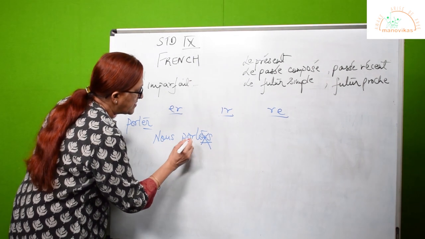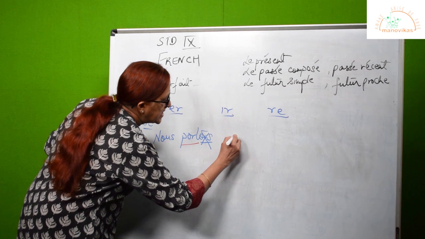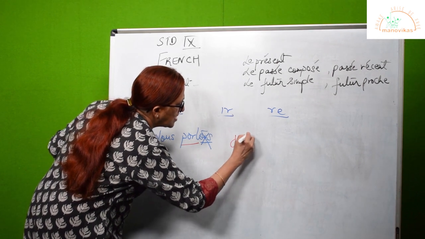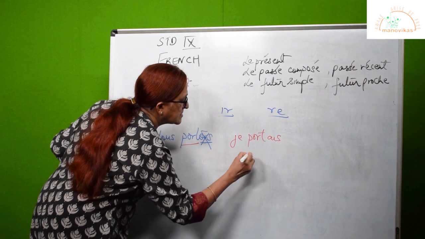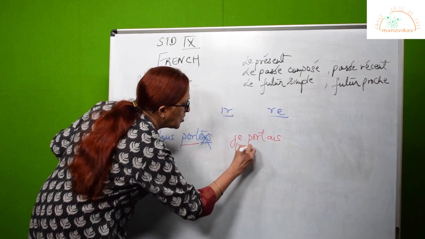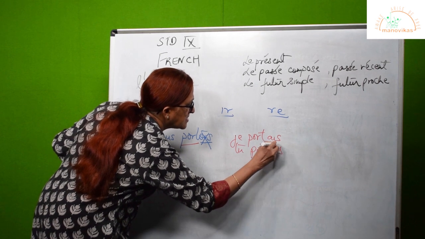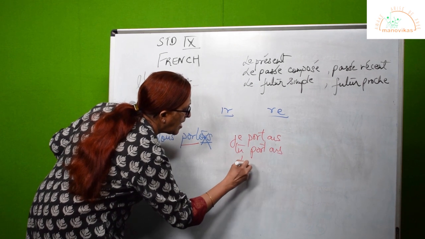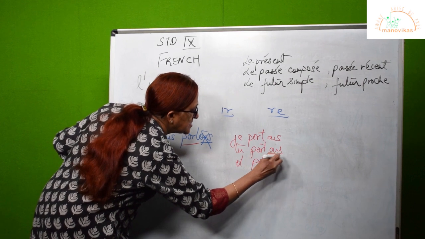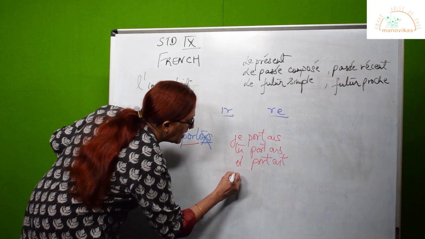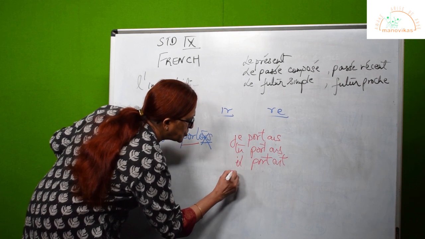So, when we cut off the ONS, I will get only porte. So, it will become je portais, tu portais, il porte AIT. Il and elle is the same, as you know.